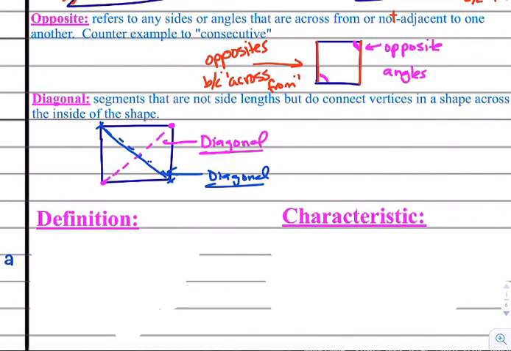Another way to say that is that it can connect. Another thing that it does is connect opposite angles. And so that's another way to think about it.